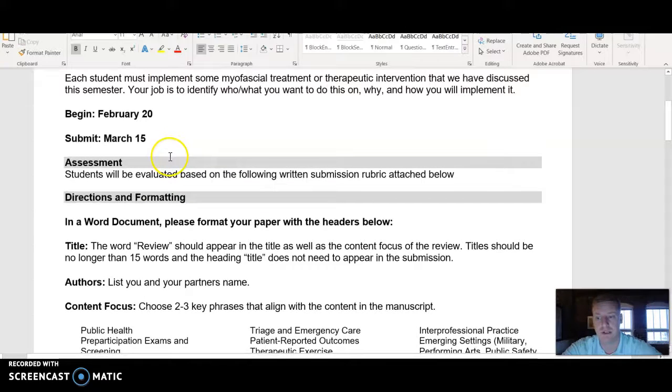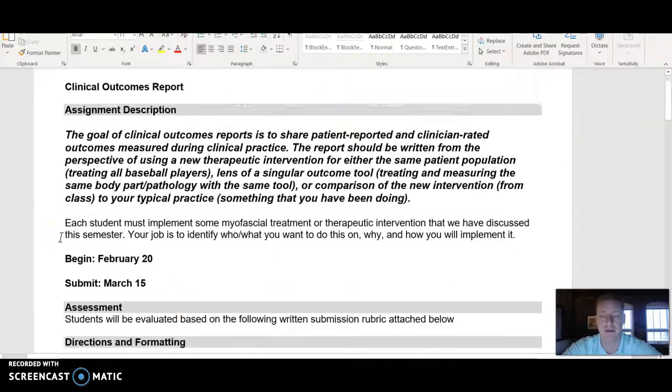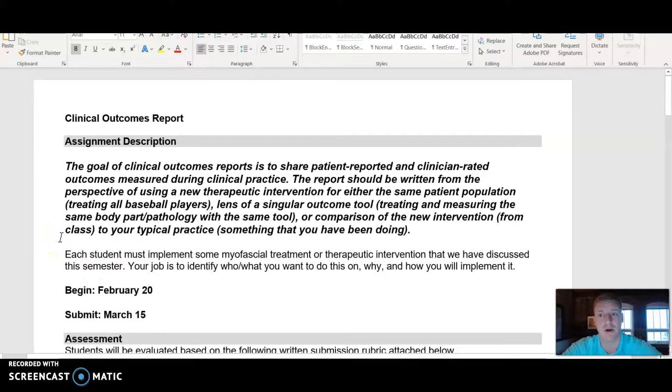If you have any questions, please let me know. Look forward to reading these and seeing how these go, but take your time on it. February 20th is when you should start. You can start a little bit earlier if you want to, but the goal is not to rush through these and finish it in a day. This needs to be real data. Do not make anything up.